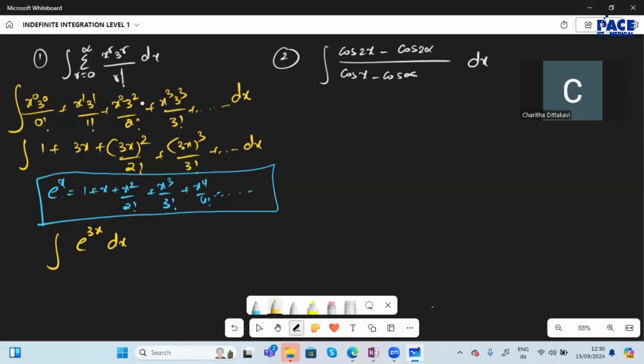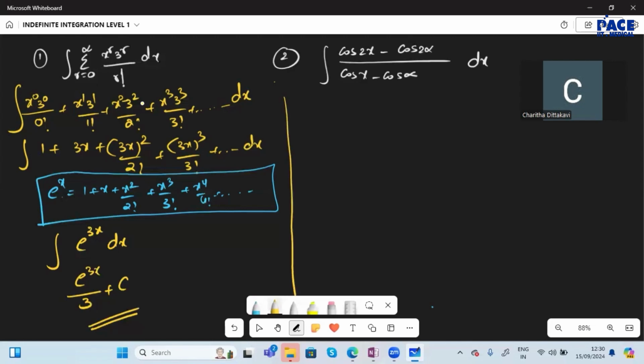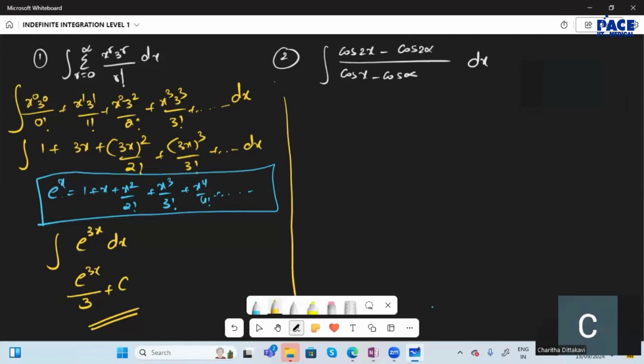Now, what is the integral of e power x? E power x integration is just e power x, isn't it? So, but e power 3x, that is your e power 3x upon 3 plus some constant c, right? So that's your first question. Now, coming for the second question.